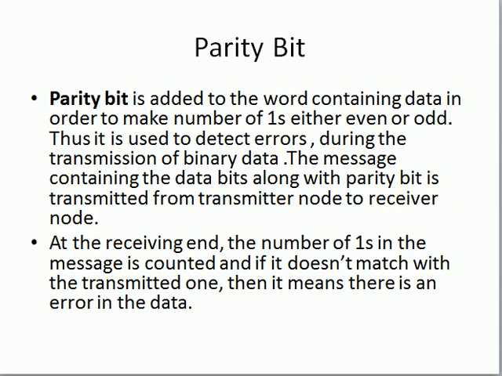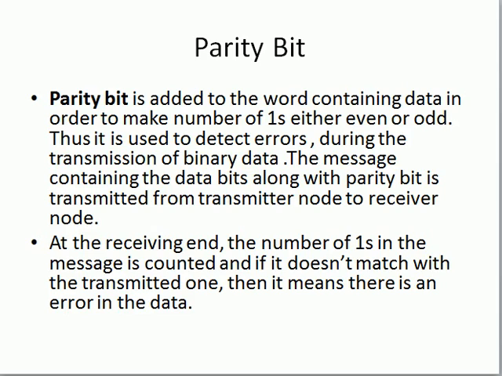So what is a parity bit? A parity bit is basically added to the word or the data in order to make the number of ones either even or odd. So it is used to detect errors during the transmission of binary data. The message containing the data bits along with the parity bit is transmitted from the transmitter node to the receiver node.